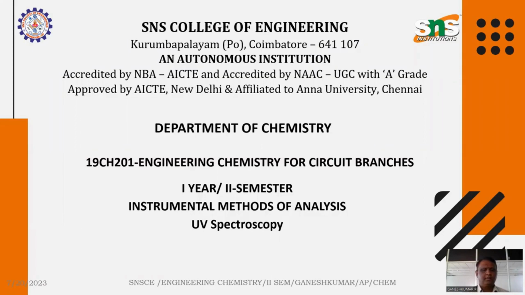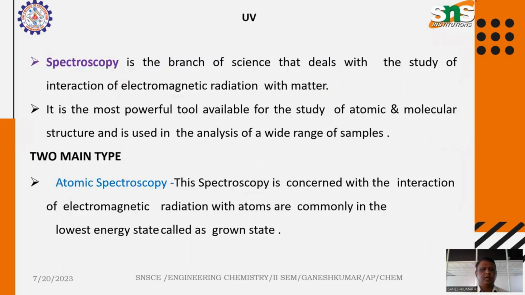Hello all. In this session, we discuss ultraviolet spectroscopy in instrumental methods of analysis. So we know what spectroscopy is. It is a branch of science that deals with the study of the interaction of electromagnetic radiation with matter. It's a powerful tool to study atomic and molecular structures, and we can analyze a wide range of samples.